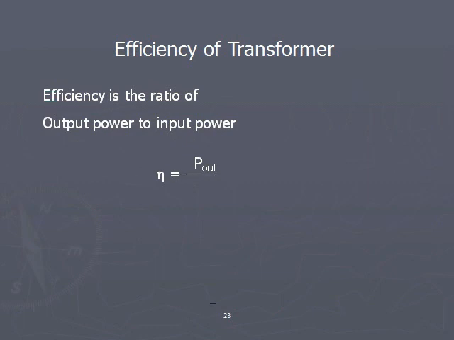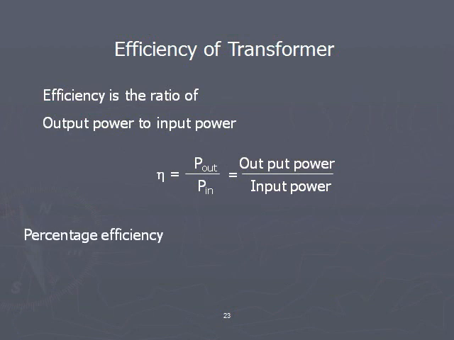Mathematically, it is given by η = P output divided by P input. P output is the power across the secondary. P input is the input power. Generally, we express this efficiency in percentages. So percentage efficiency is given by output power by input power times 100. Like this, we define efficiency.